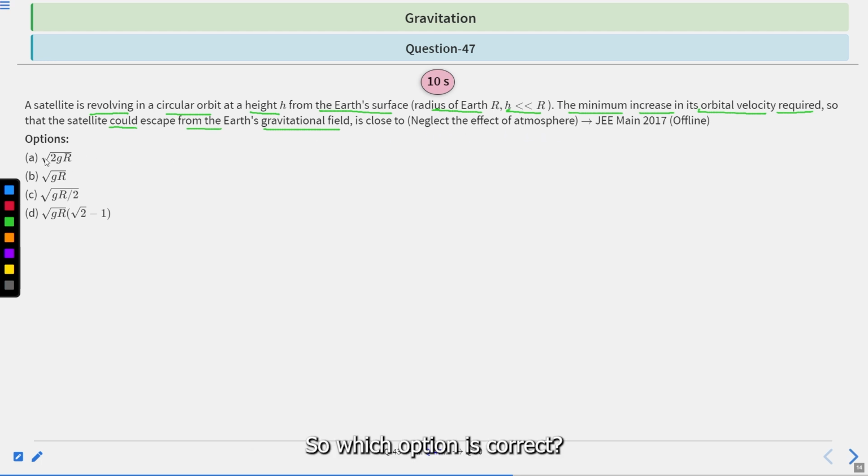So which option is correct? Option A is under root 2gR, option B is under root gR, option C is under root gR by 2, and option D is under root gR multiplied by root 2 minus 1. So which one is correct? You have 10 seconds to solve this question. After 10 seconds, we will provide the solution.